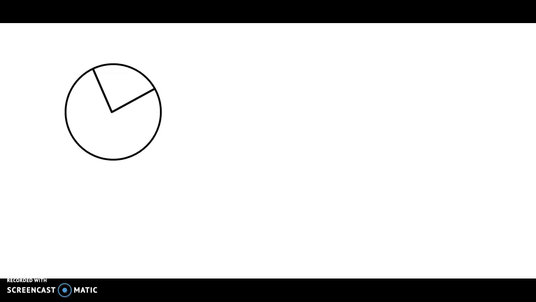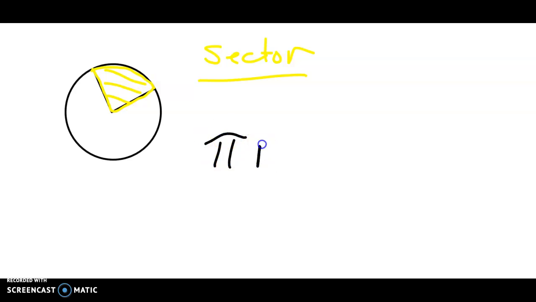Well, a sector is going to be this particular part or portion of a circle. So that's a sector. And when we're going to be finding the area, it's going to be a percentage of the area of the entire circle.